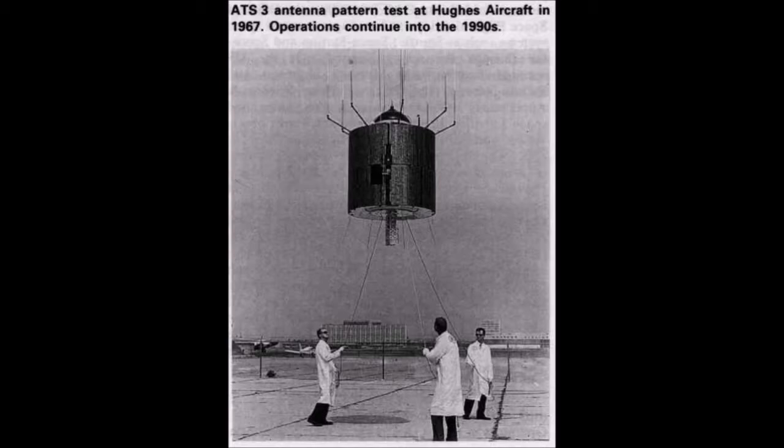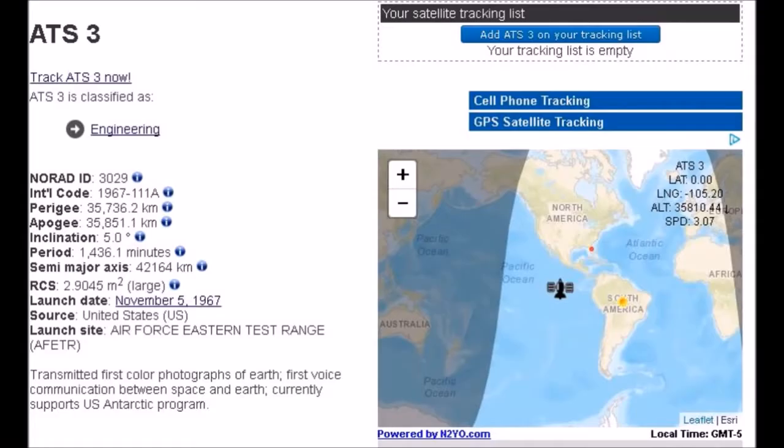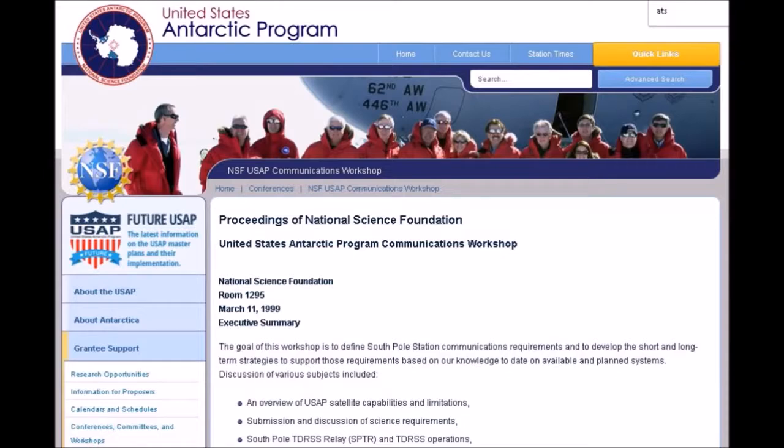You can actually track the satellite. It's just to the west of Central America. Here's the other very strange thing about this satellite: they claim that it's not being used by NASA, but it is still being used by the Antarctic mission.